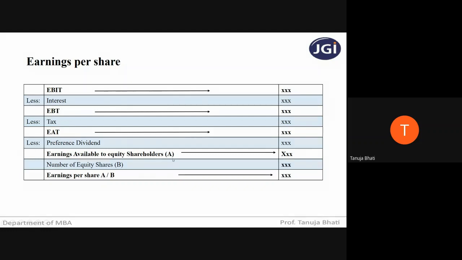How do we calculate earnings per share? If this is the total earnings, you divide it by the number of equity shares, which I named B. So earnings per share is nothing but A divided by B. Again, I repeat, you take EBIT, less interest, less tax, you get EAT. From this, you less preference dividend, you get earnings available to equity shareholders. When you get the total earnings, you divide it by the number of equity shares, then you get earnings per share.